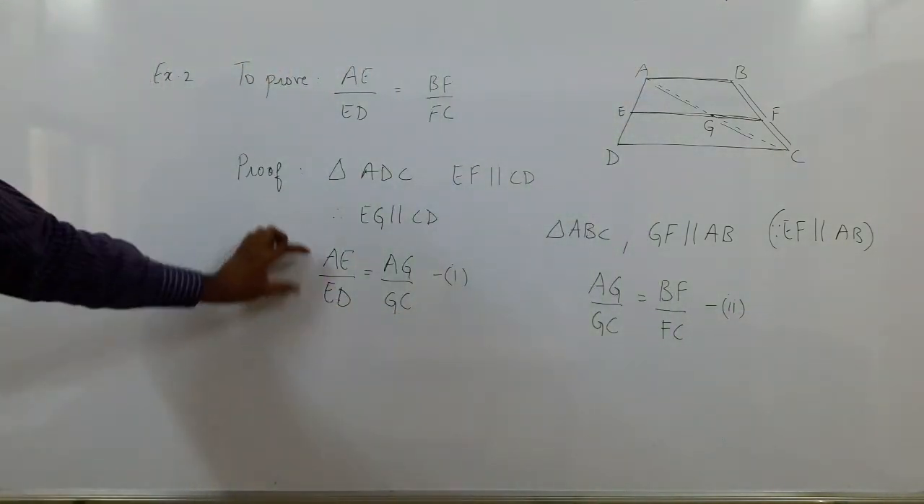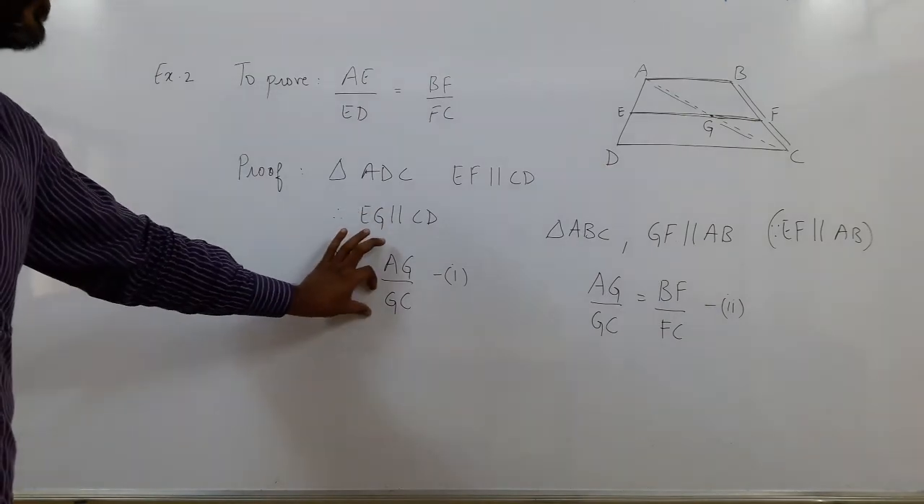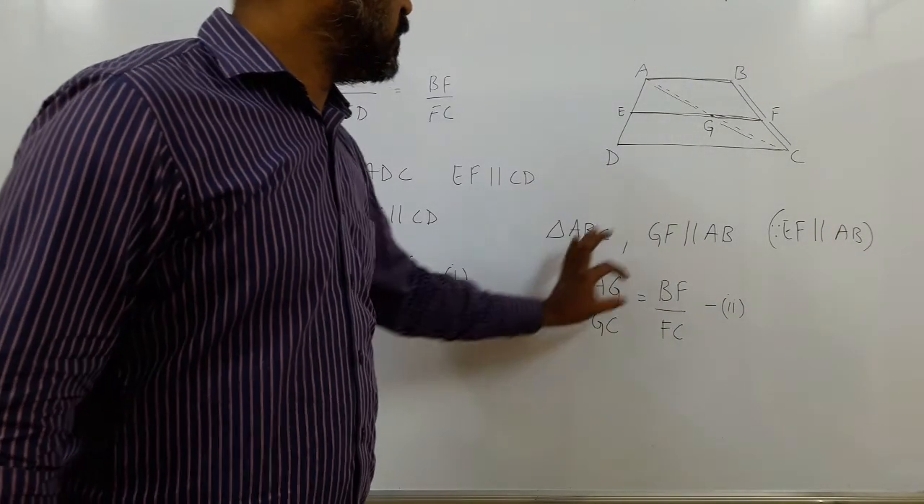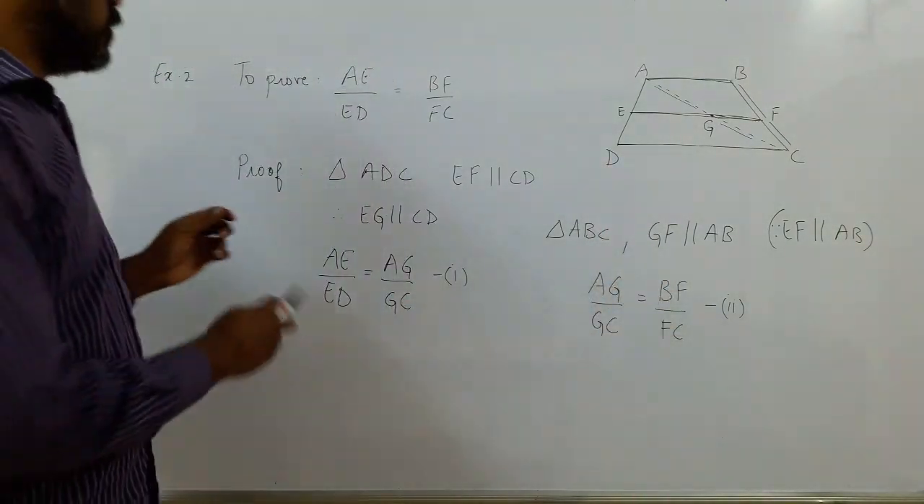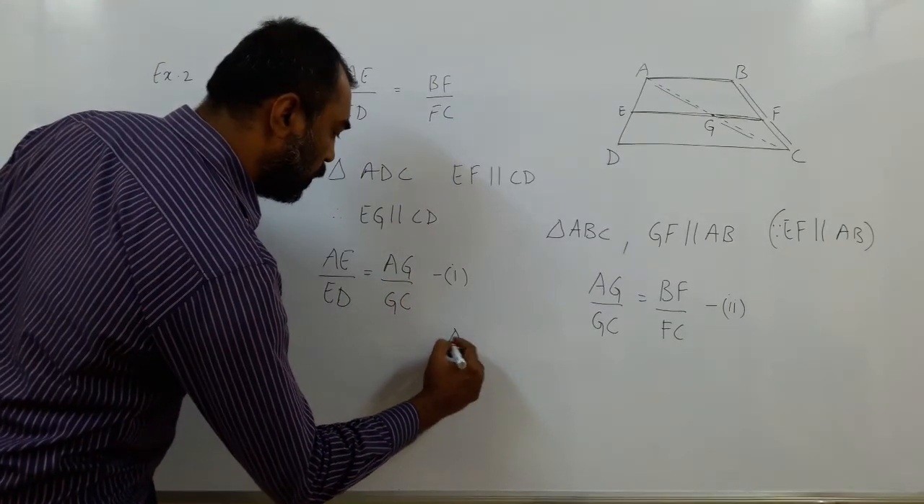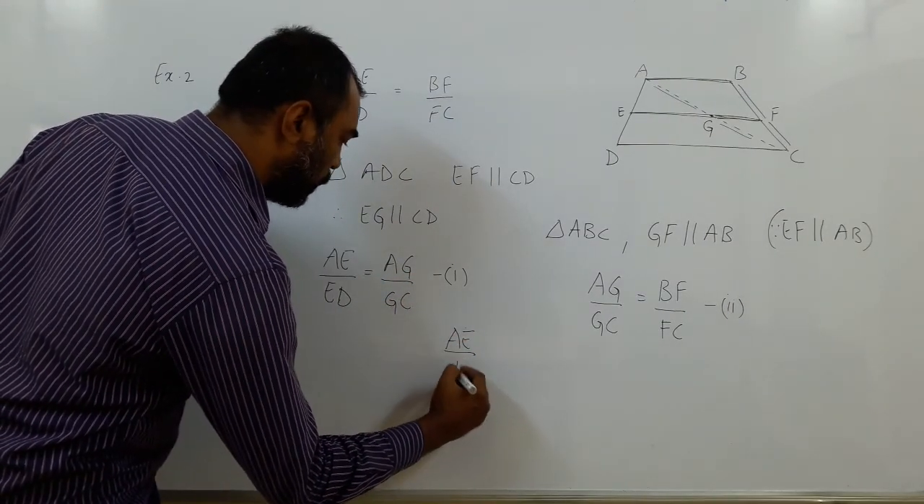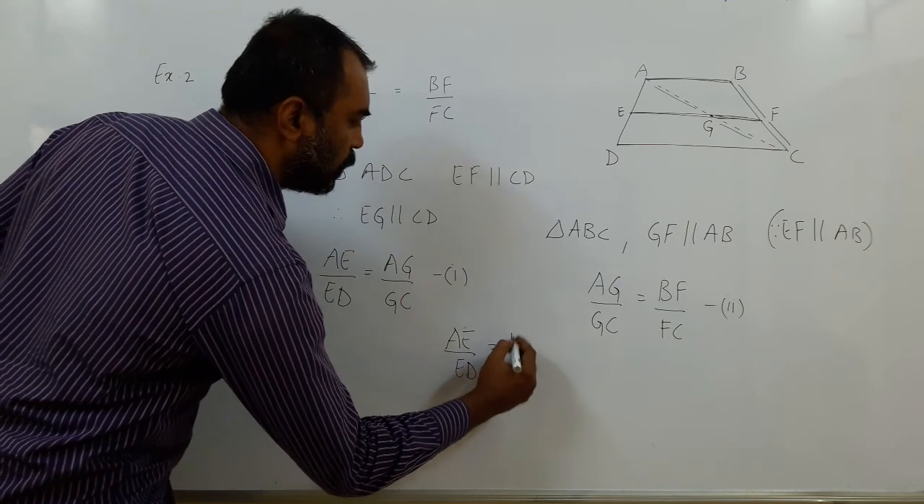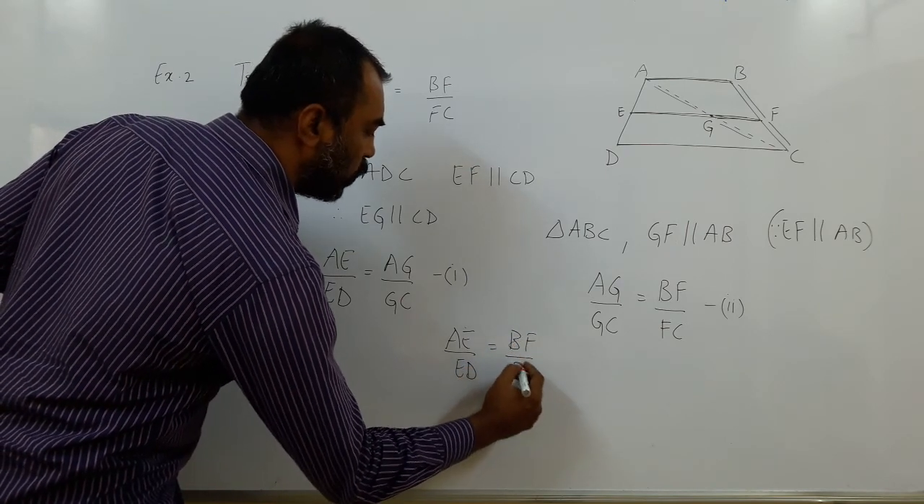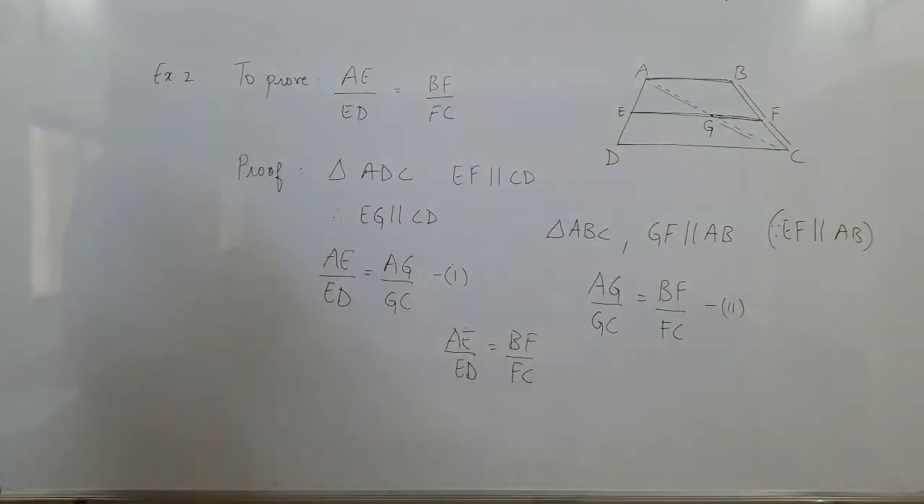So we have AE upon ED is AG upon GC, but AG upon GC is BF upon FC. So by result 1 and 2 we have AE upon ED equal to BF upon FC, and hence we have proved this example. So when a triangle is not given, you can draw a line to make it a triangle, and once you make it a triangle, you can make use of the theorem and prove the sum.